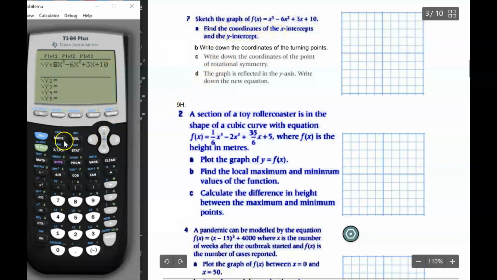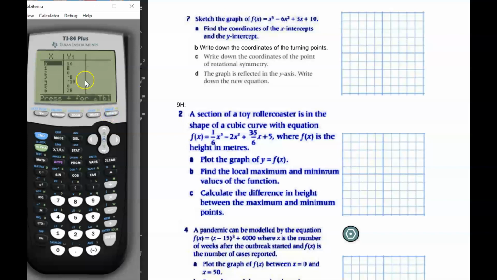So remember, y-intercept is really easy. There are a couple of ways to do it. The second table is the easy way. x equals 0, y equals 10. So the y-intercept is 10.